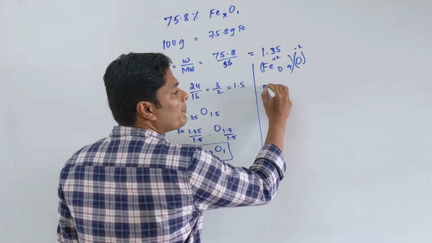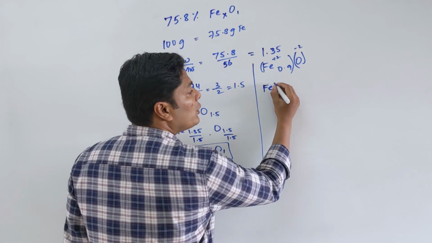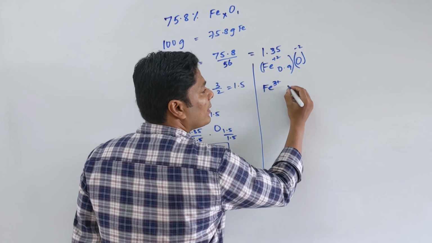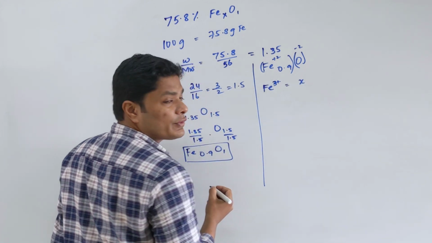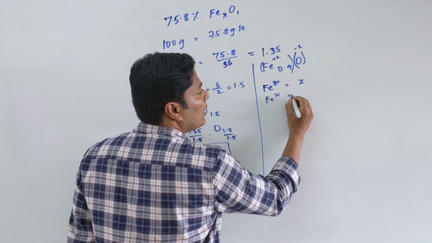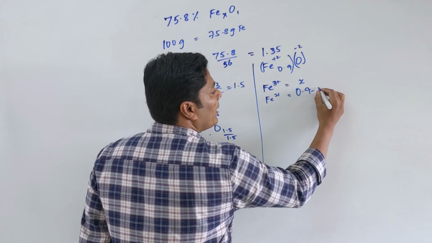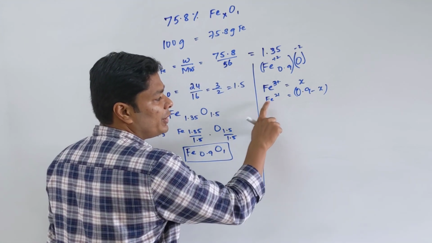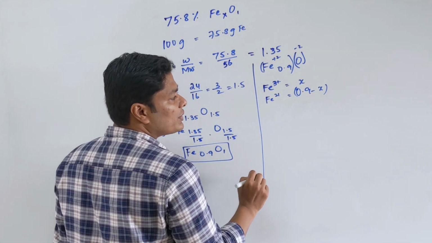Now look at this pattern. You want to remember this. Let us say Fe3+ is X amount. How much Fe2+ will there be? Total is 0.9, so it is 0.9 minus X. Correct? Now what is the charge contribution? This gives 2+, this gives 3+. So what will the total charge be?